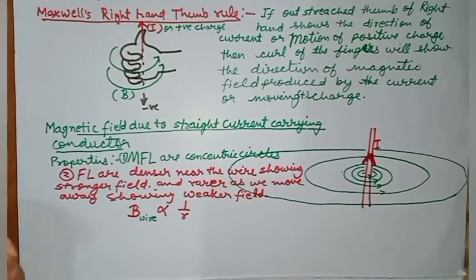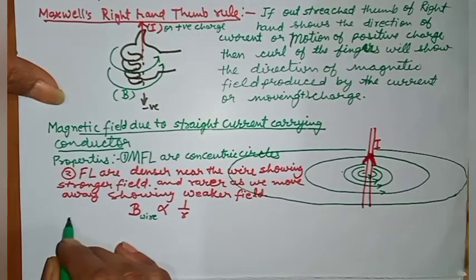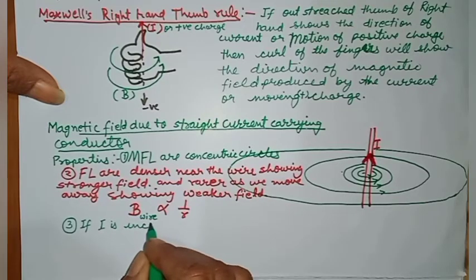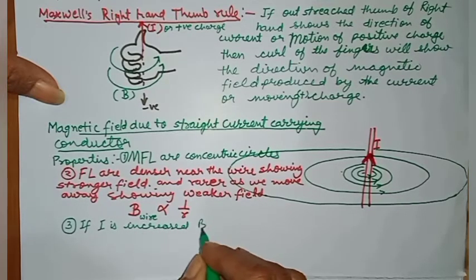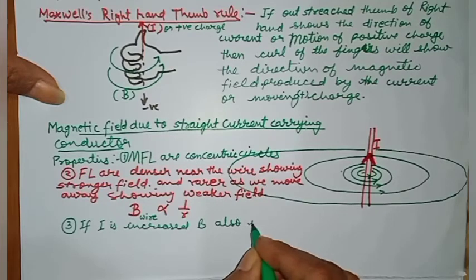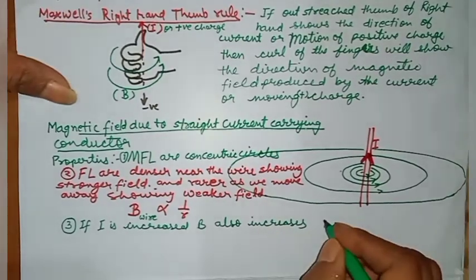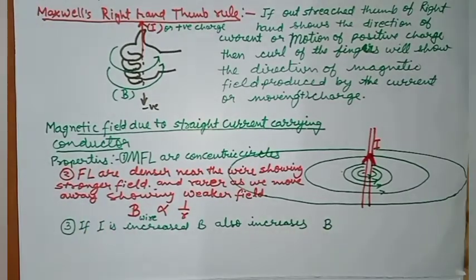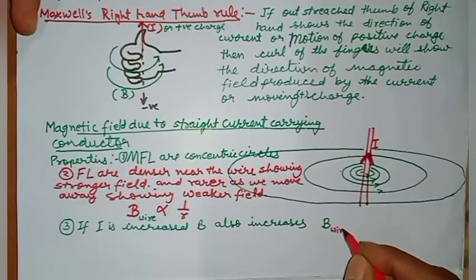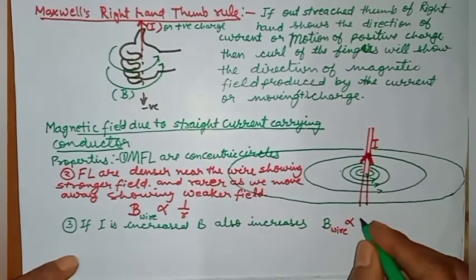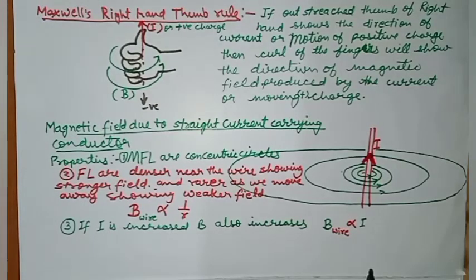Third, if current is increased, magnetic field also increases. B due to this wire is directly proportional to current flowing through the wire. So if you double the current, then magnetic field also gets doubled.